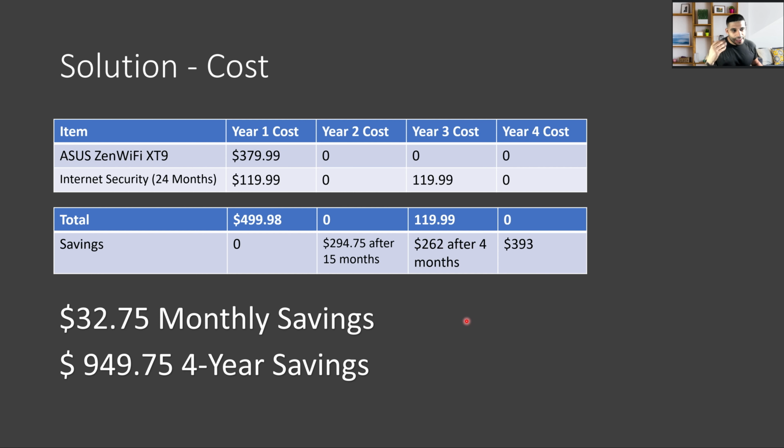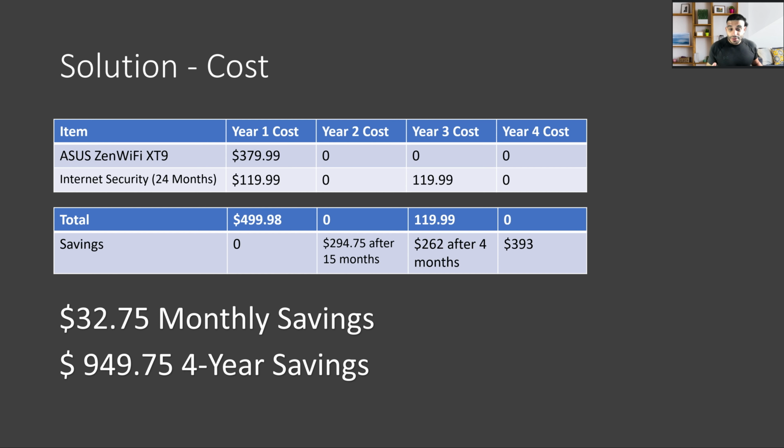Now, by the time we get to year 4, we've paid off not only the hardware, but also the software. And it's a total of $393 in total savings. Why? Because we have the $32.75 that we saved every single month. And we've had that for the whole entire year because we've paid off the hardware and also the software.